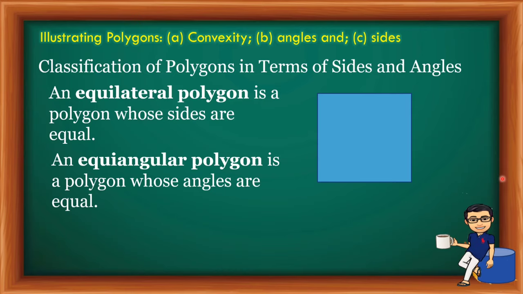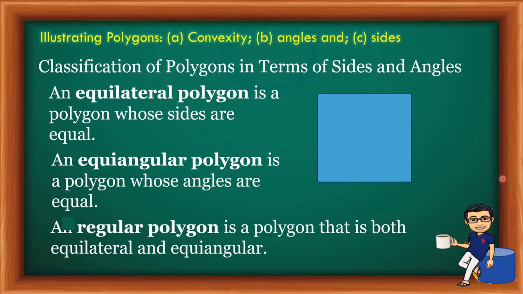Again, kapag pare-parehas ang sukat ng angles, that is equiangular polygon. Pag may isang hindi kapares ng sukat, we will not consider that. Kapag may dalawang hindi pares ng sukat, we will not consider that. How about a regular polygon? So, a regular polygon is a polygon that is both equilateral and equiangular.